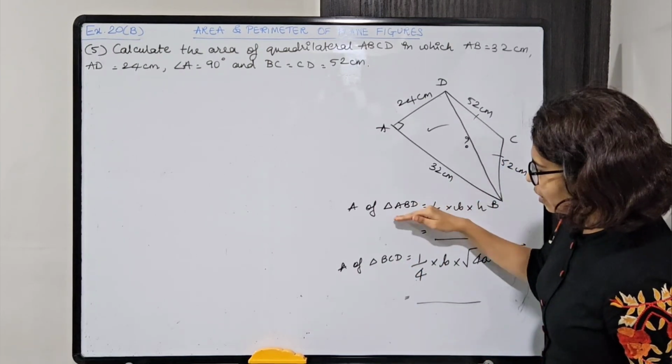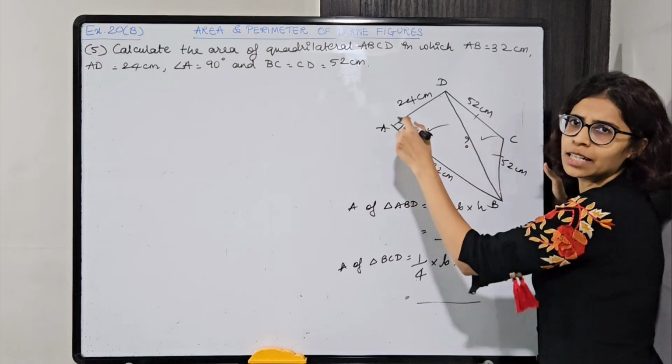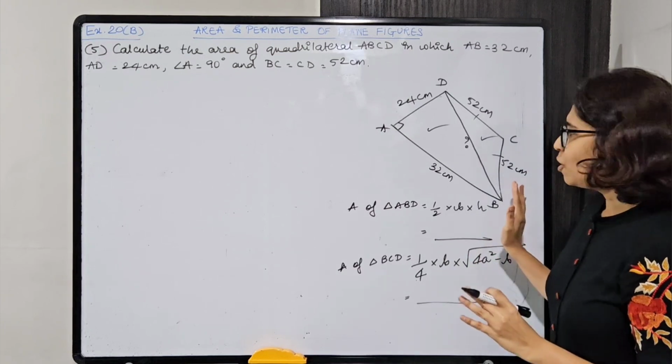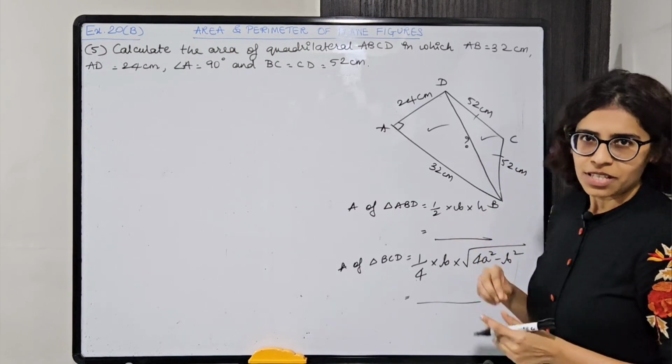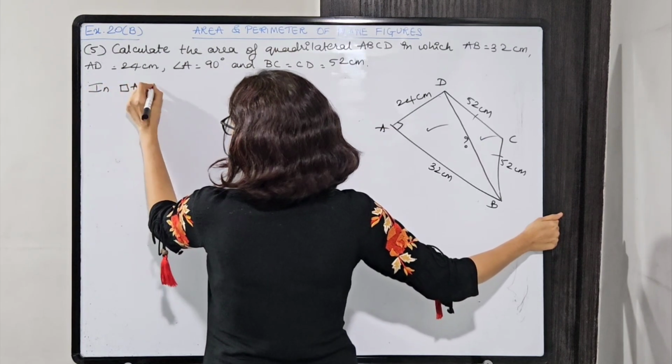And once I have the area of both the triangles, दोनों का area मुझे मिल गया, फिर add up करना है. I'll get the area of the quadrilateral. Okay, so very easy. All right, let us solve now with proper steps. First, write down the given information.